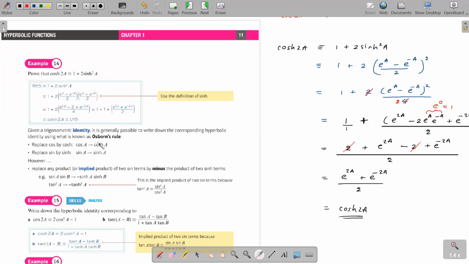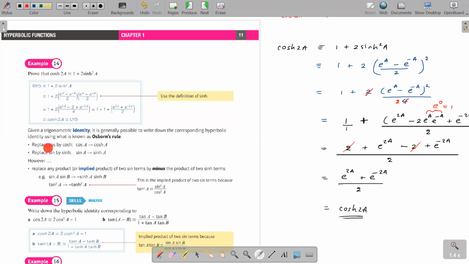Okay, so remember now, whatever we are going to discuss in this part is entirely about converting a trigonometric identity into a corresponding hyperbolic identity. Okay, so you're not supposed to use this anywhere else, only when you're going to do a direct conversion from trigonometric to hyperbolic. Okay, so that's where you're going to use this particular rule. Okay, so given a trigonometric identity, it is generally possible to write down the corresponding hyperbolic identity using what is known as Osborn's rule. Okay, so basically they are telling you how to do the conversion from trigonometric to hyperbolic.